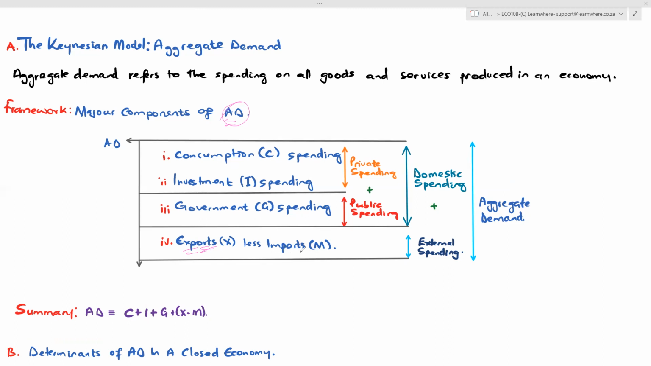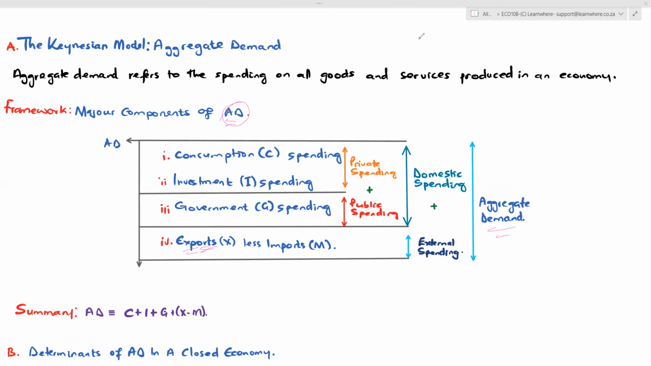So exports less imports represent what is known as external spending. External spending is spending by residents of other countries on goods and services domestically produced, minus the spending by domestic residents on goods and services that were produced in other countries. So if we take domestic spending and we add external spending, we've got aggregate demand.